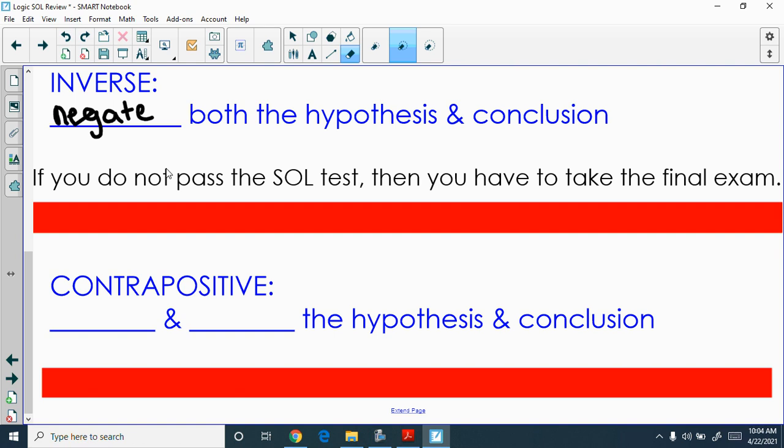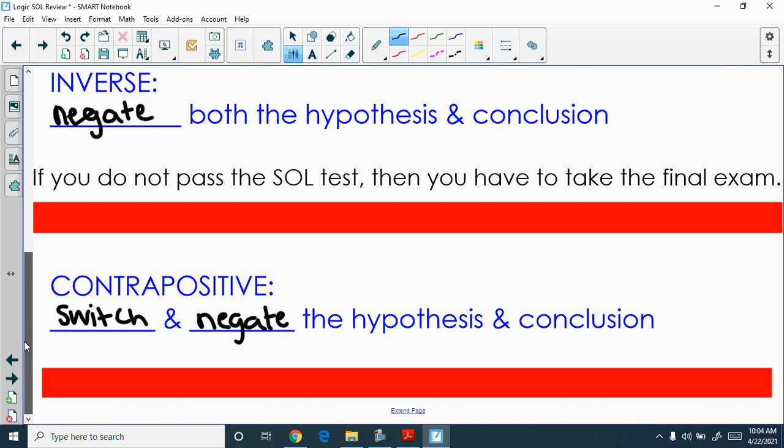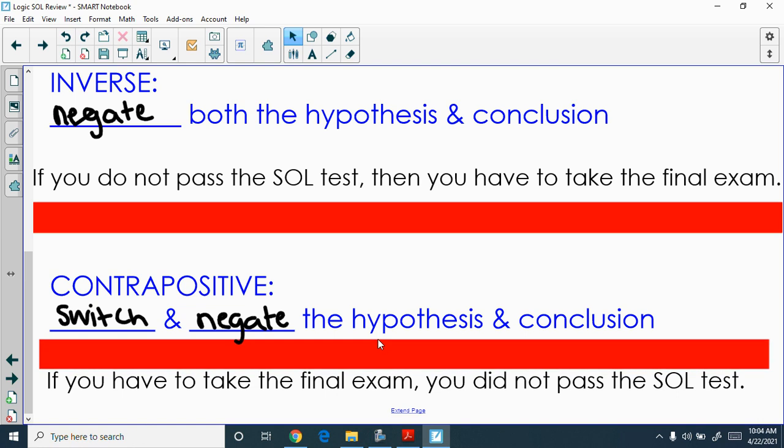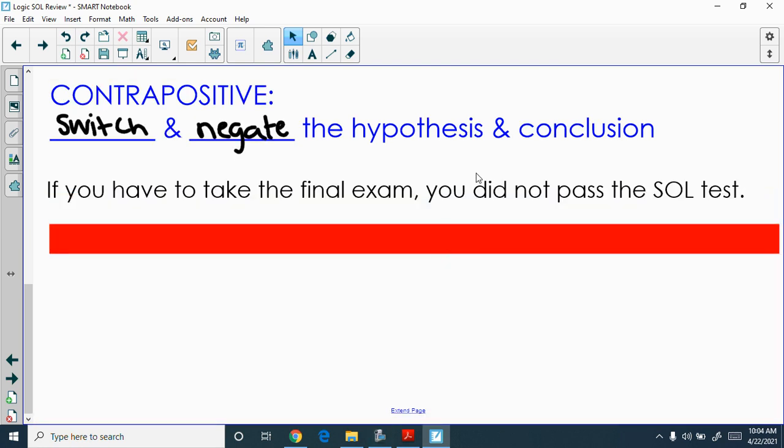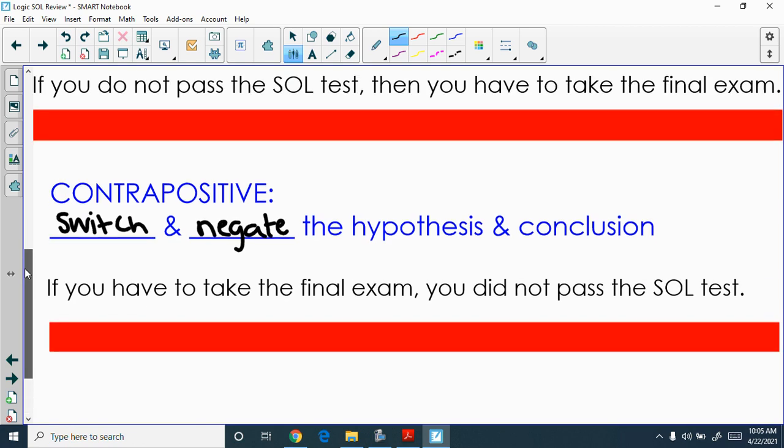The contrapositive is going to be to switch and negate. So we're going to say, if you have to take the final exam, you did not pass your SOL test. Again, the key is that we switched the P and the Q, and we negated.